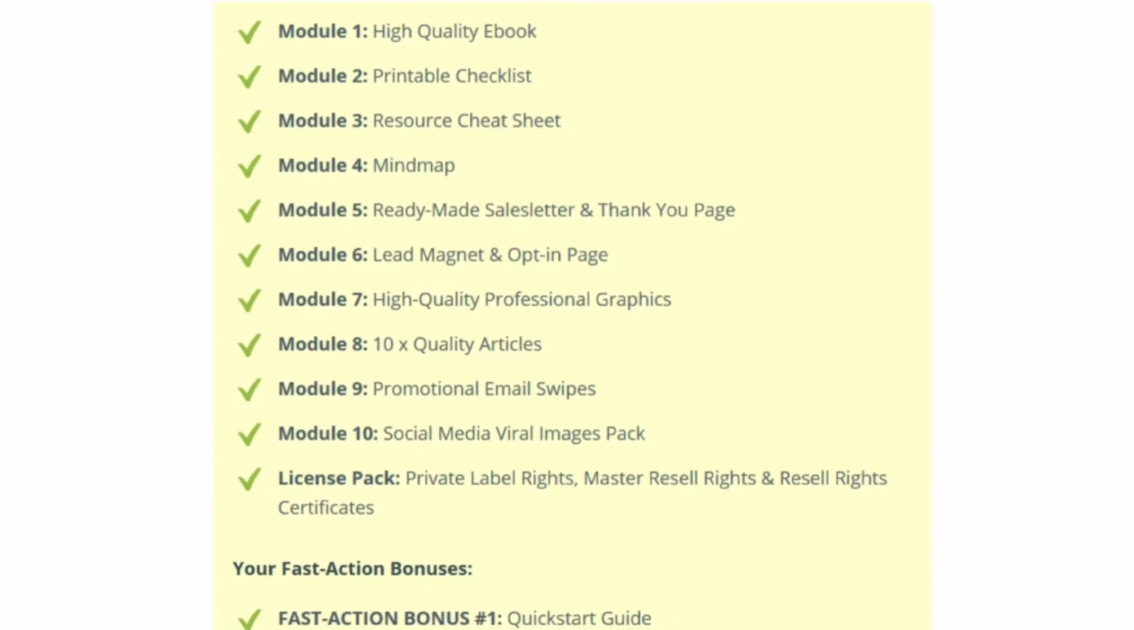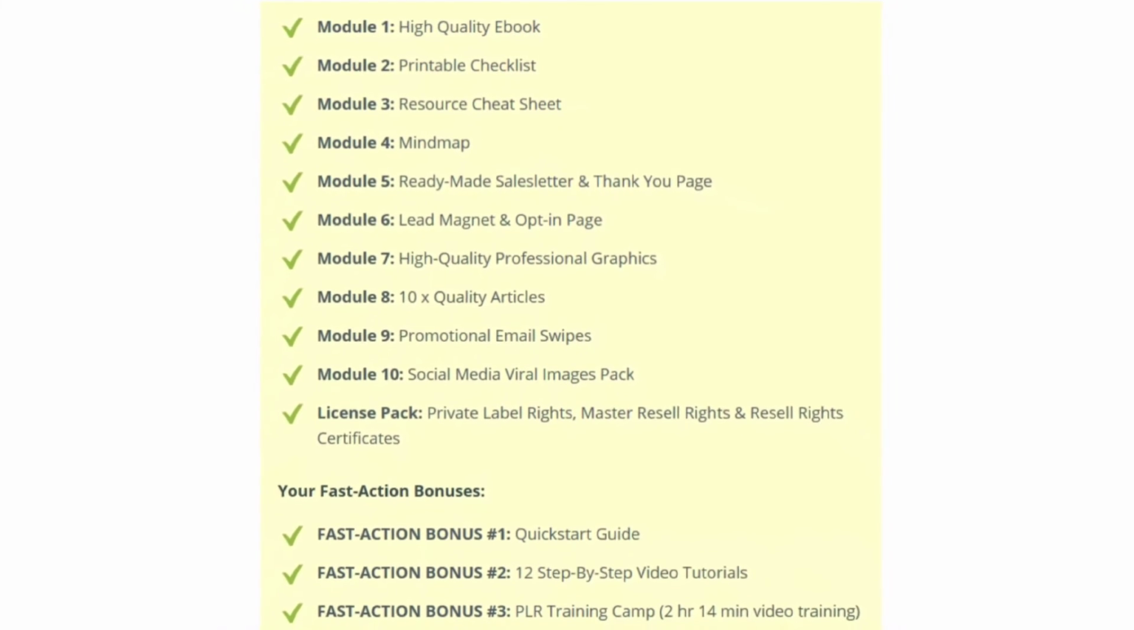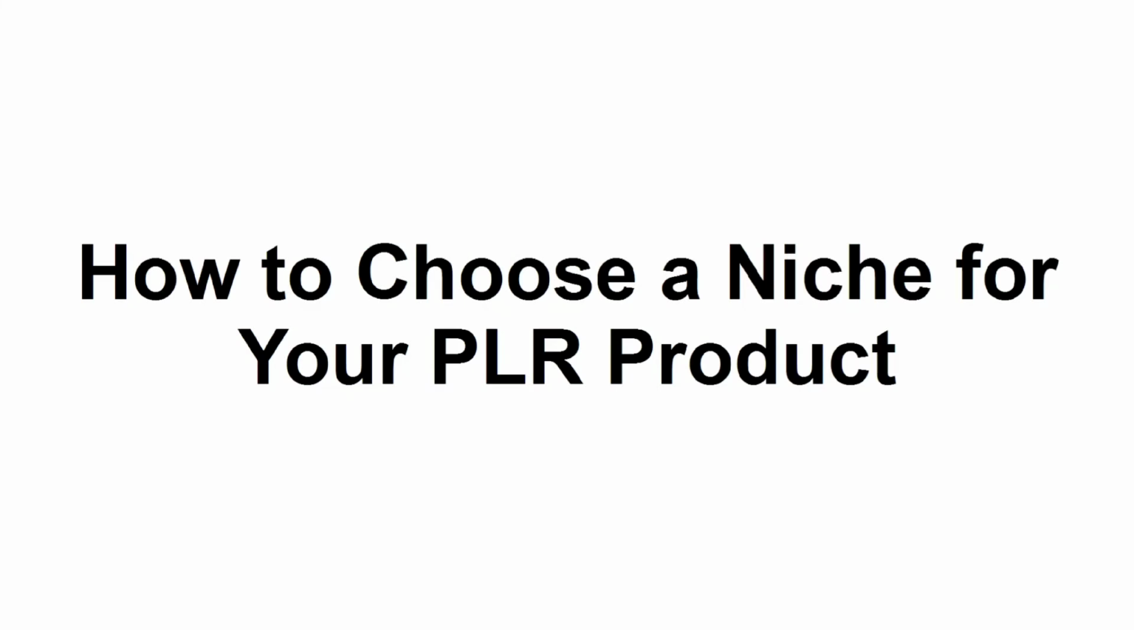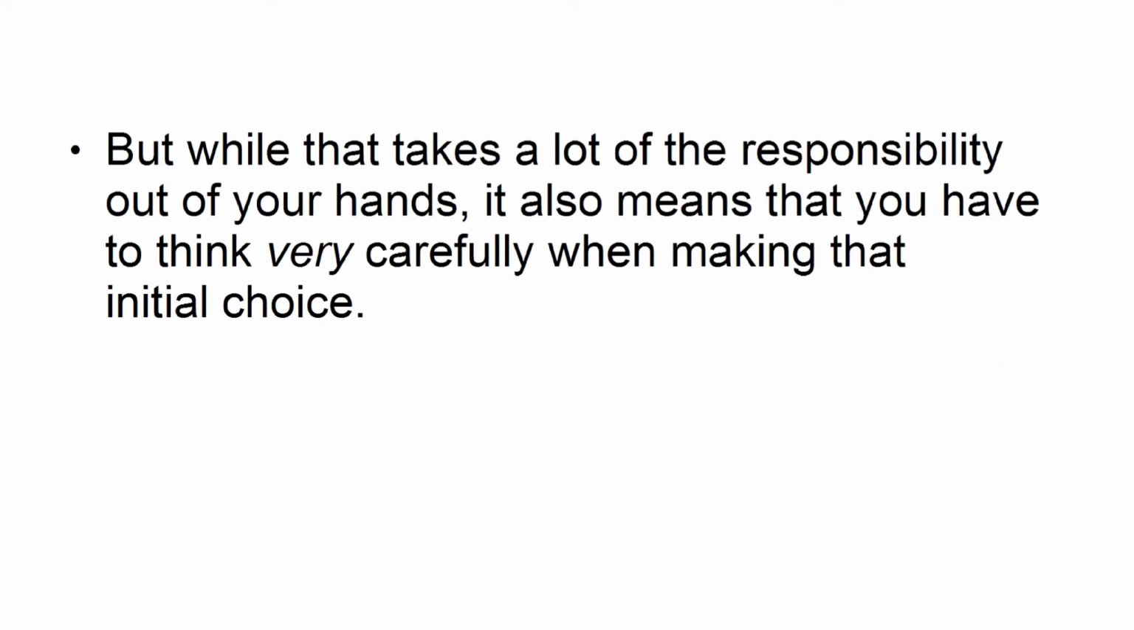Eventually, this would allow you to charge a large amount and still feel confident that you are delivering value. How to choose a niche for your PLR product. When picking a PLR product to sell, you have the luxury of being able to pick a ready-made product that will even come with its own marketing materials and other useful extras to help you make as much profit as possible. But while that takes a lot of the responsibility out of your hands, it also means that you have to think very carefully when making that initial choice.